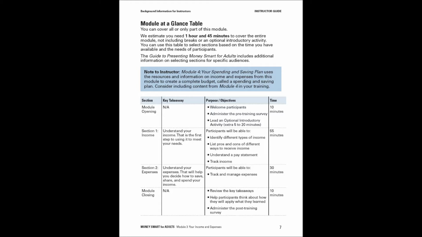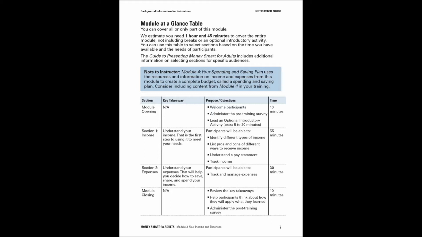The module at a glance table. We estimate that you will need 1 hour and 45 minutes to cover the entire module, not including breaks or any optional introductory activities. And please note, Module 4, Your Spending and Saving Plan, uses the resources and information on income and expenses from this module to create a budget called a spending and saving plan. Consider content from Module 4 to be used in your training.